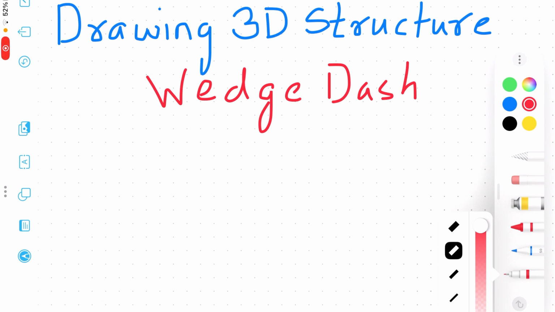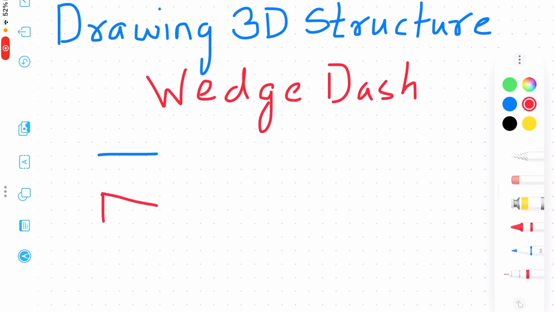Hello everyone. Today we are going to learn how to draw the 3D structure. We will draw wedge-dash line structure of a molecule by using the three types of bond. The first one is the normal line bond. The second one is the wedge bond, which is in the red color. And the third one is the dash bond, which is shown here with the black color.